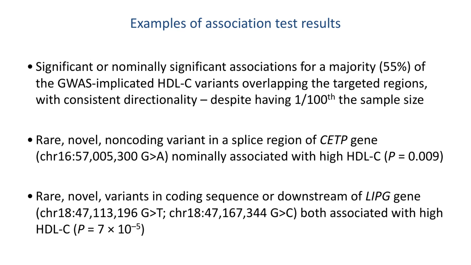An encouraging finding was that the MIP-based single variant association analyses found significant or nominally significant associations with elevated HDL-C levels, along with matching directionality, for a majority of the variants that previously had been reported to be associated with HDL-C in GWAS studies. The analyses also found a number of novel coding variants and novel non-coding variants with HDL-C associations. Shown here are a few such variants in the CETP and LIPG loci.